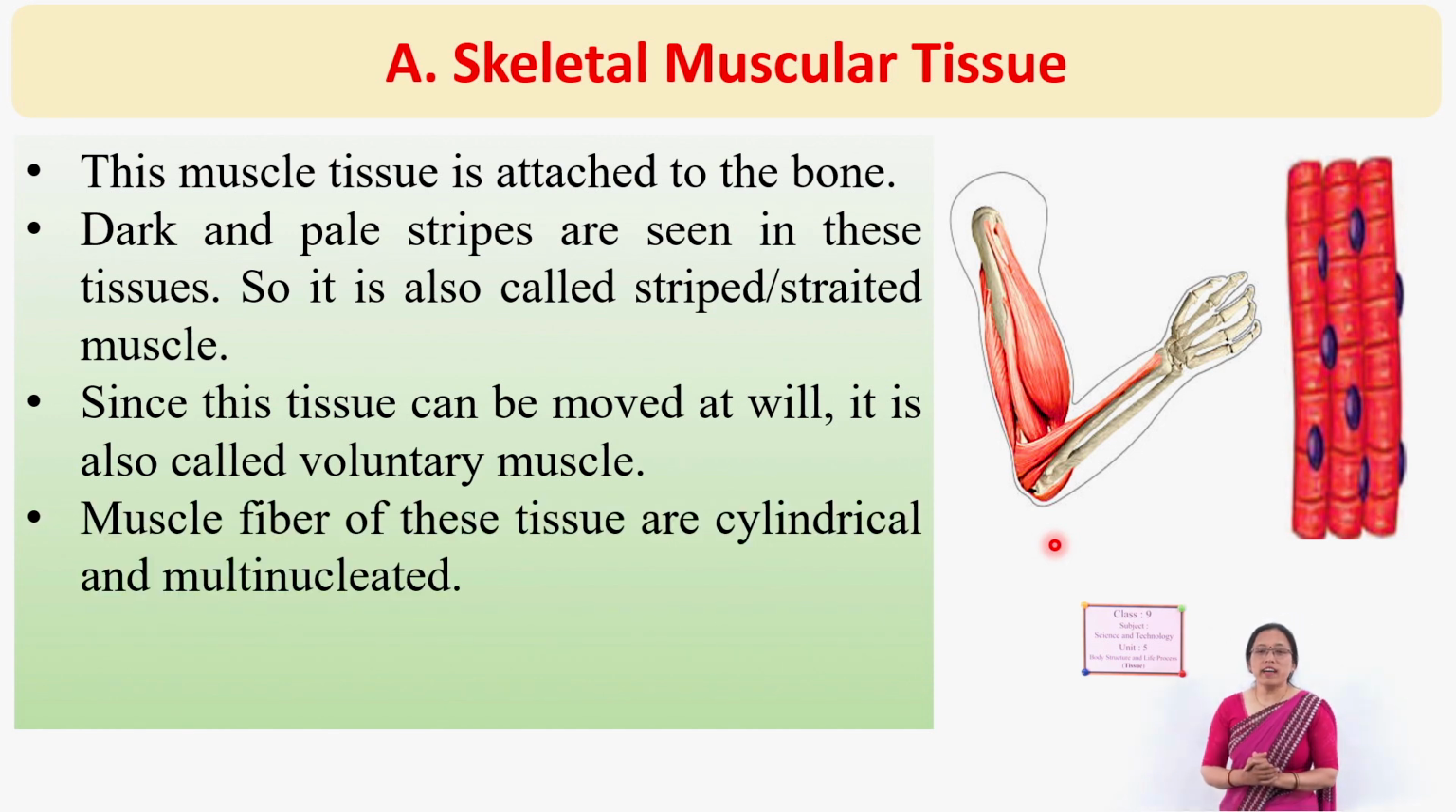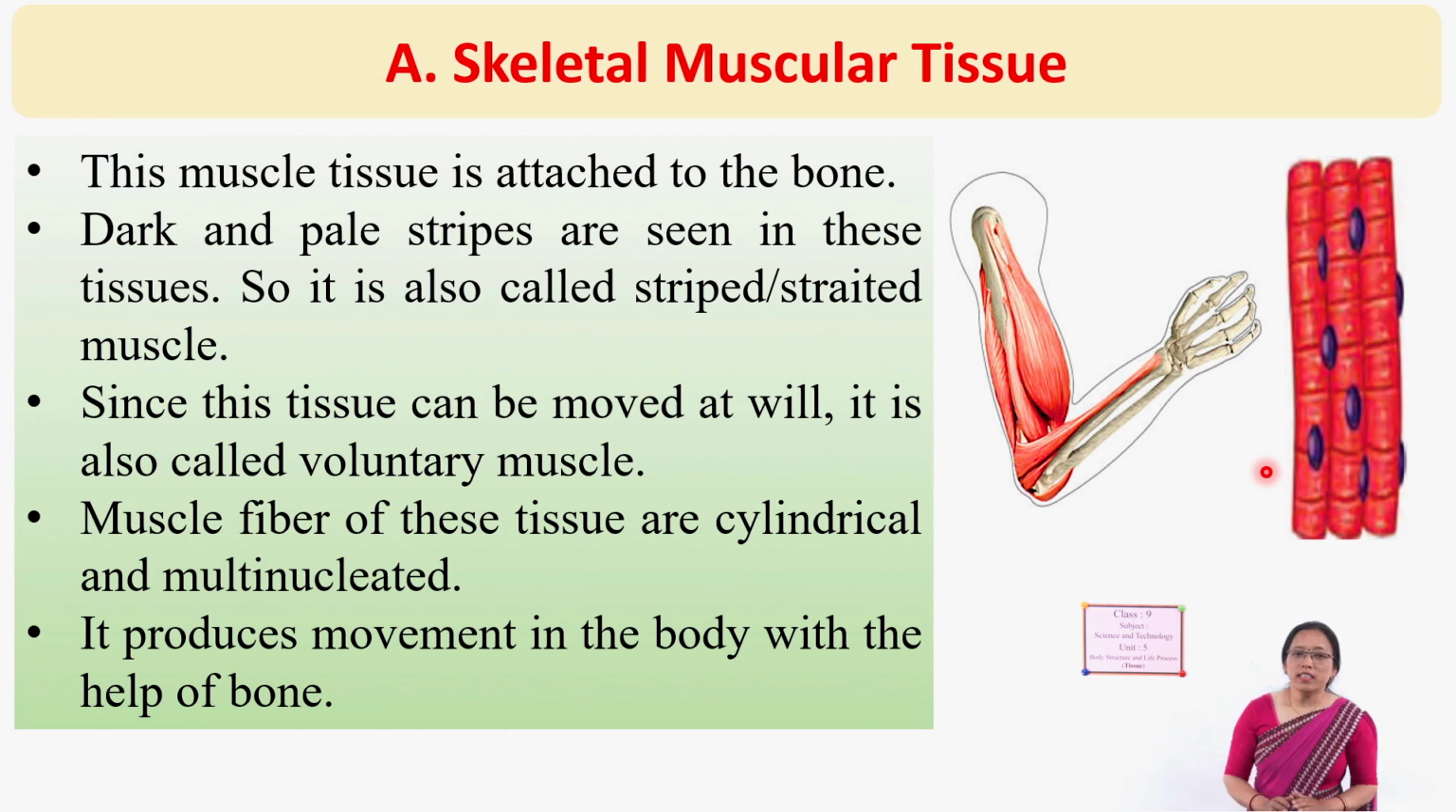And if we see the single cell of this muscular tissue, it is elongated, cylindrical in shape. In the single cell, there are many nuclei. So it is called a polynucleated or multinucleated cell. The main function of this skeletal muscular tissue is producing movement in the body.